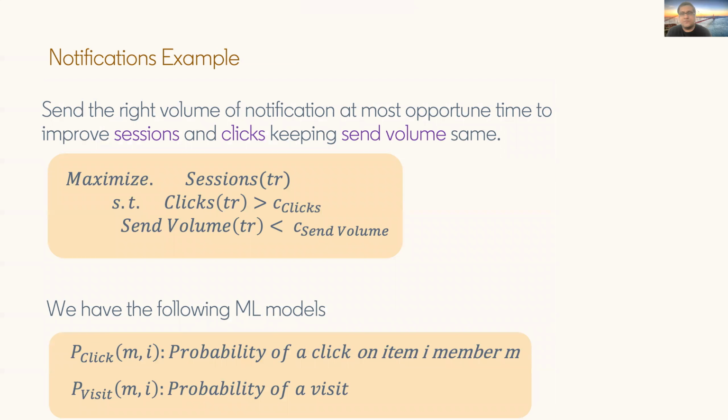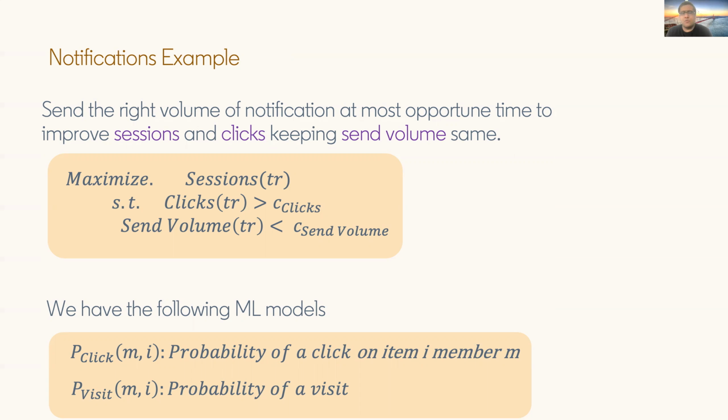So let's look at a specific example for notifications, and then let's look at each step of these flows so that we understand what's really happening. The problem that the notifications team is solving is you want to send the right volume of notifications at the most opportune time to improve the sessions and clicks by keeping the send volume of notifications the same. So when you're comparing two models, you want to compare them by keeping the send volume of notifications the same, and it should at the very minimum improve sessions or clicks.